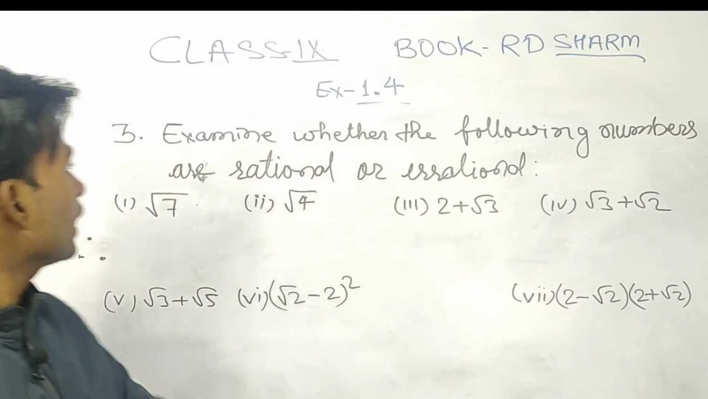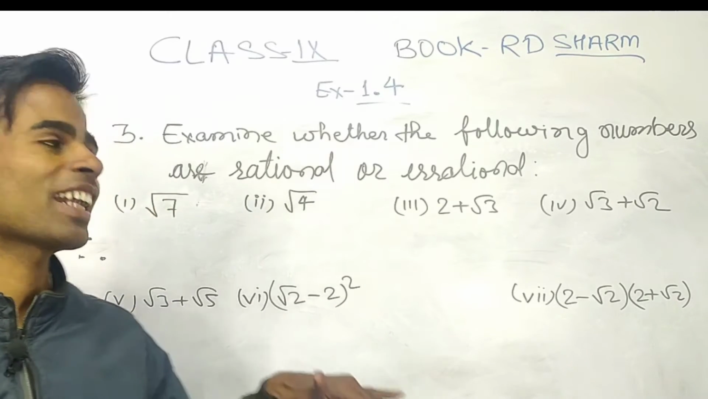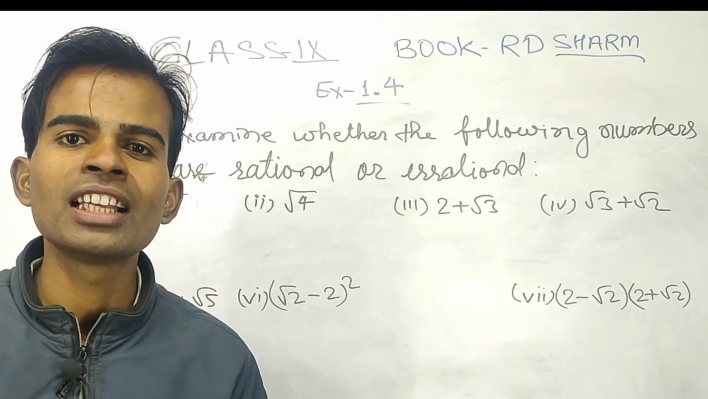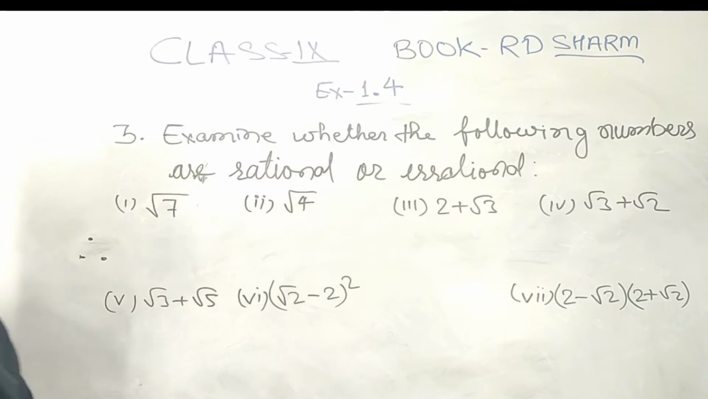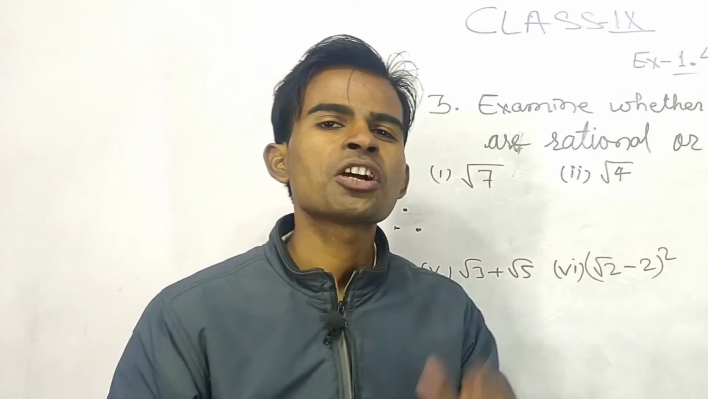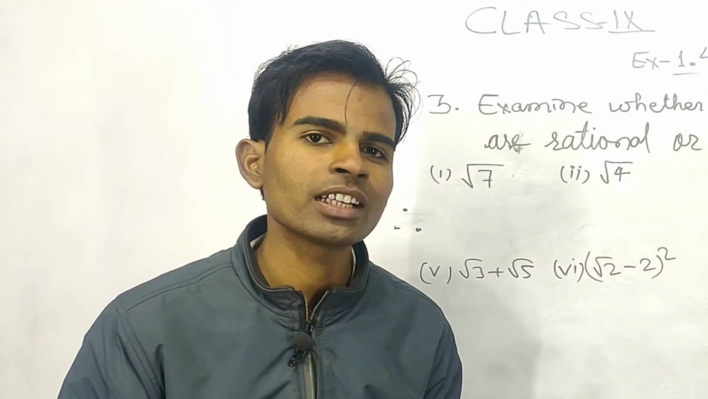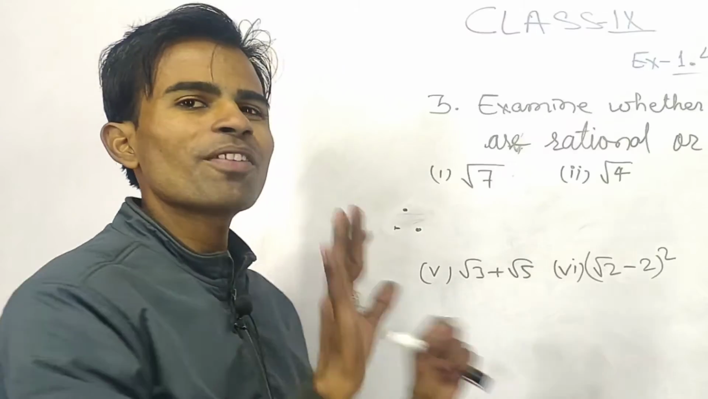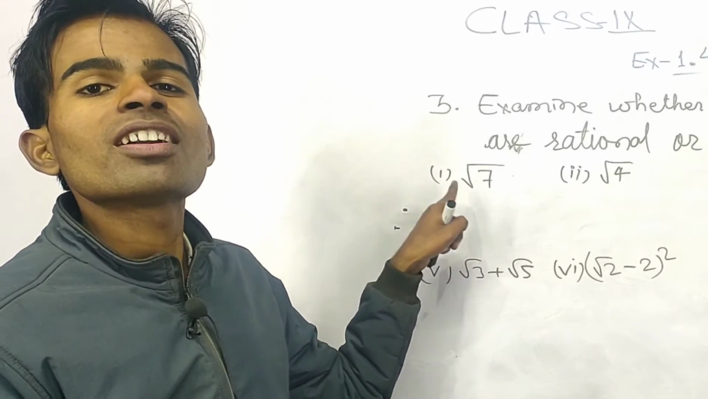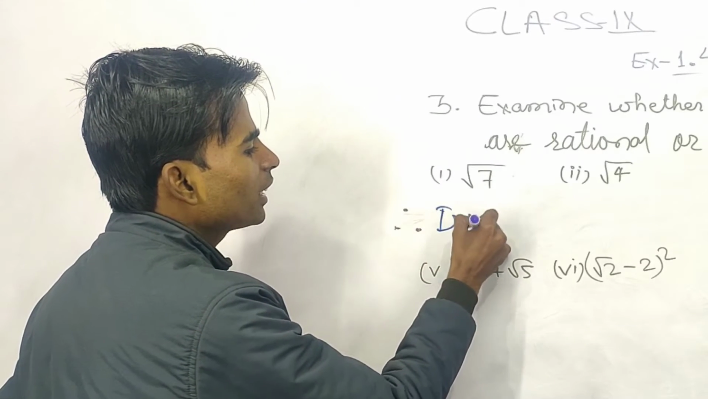The question number 3 is: examine whether the following numbers are rational or irrational. Okay, let's go to the first, that is root under 7. We know that root under 7 cannot be written in the form of p by q. That's why root under 7 is an irrational number.